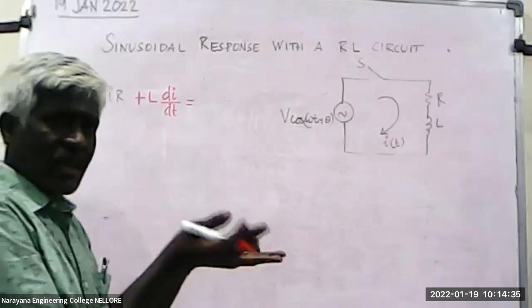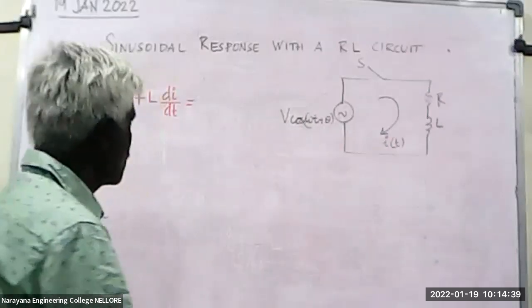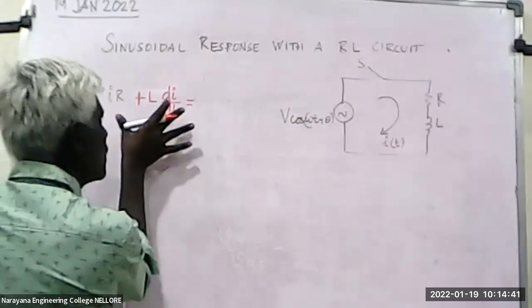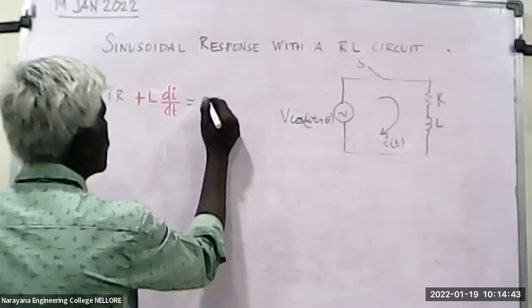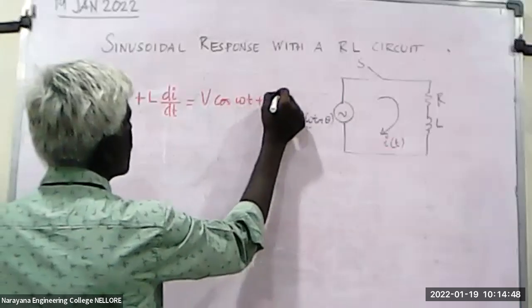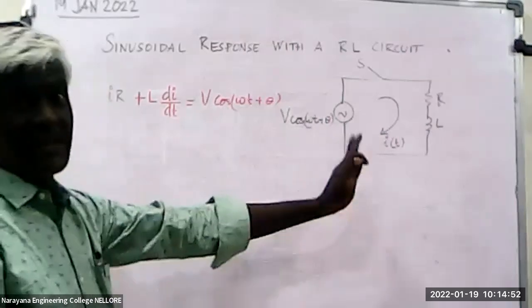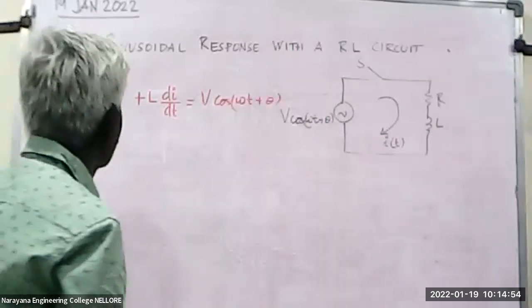And KVL says, well, it is not that KVL says it, it is there, but it is stated by Kirchhoff. It is the natural thing. Whatever the rise, that should be dropped. So V cos(omega t plus theta) equals iR plus L di by dt. So this is as per KVL. Just as we close the switch, we apply the KVL.